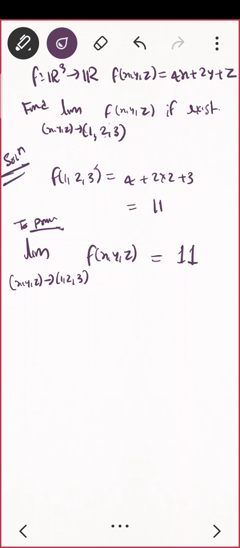Since there was no denominator term or anything, the limit of that function will be found by directly putting the value, correct? f of 1 2 3. So this is my guess that the limit will be 11. So now we will prove it. To prove this limit is 11, how will you do that? Same as before: for given epsilon positive, find delta satisfying.